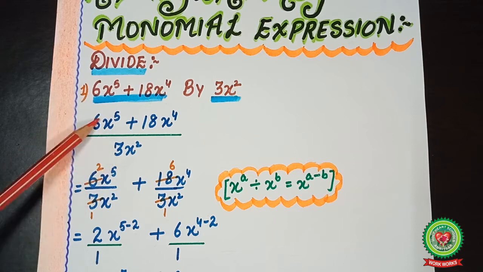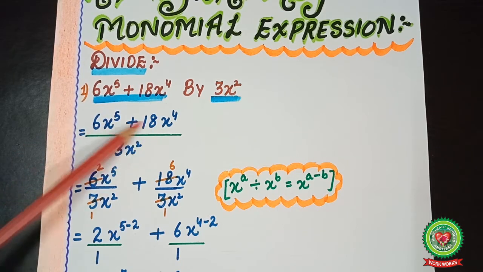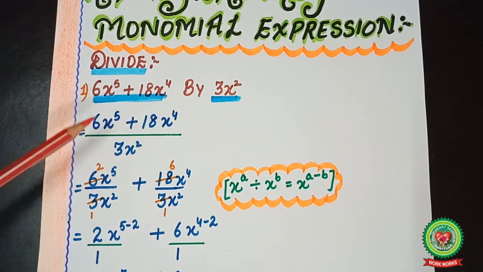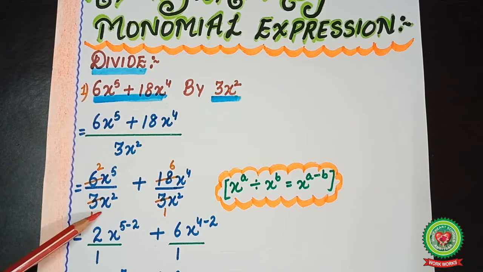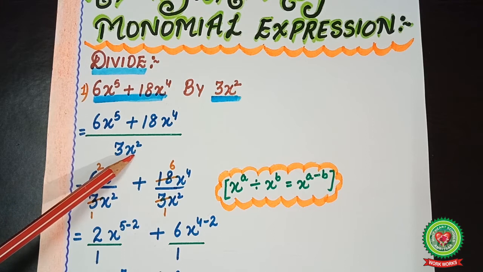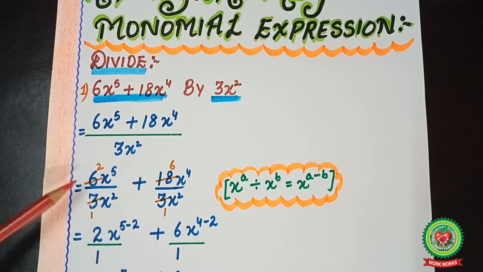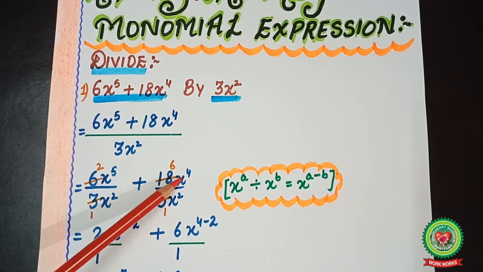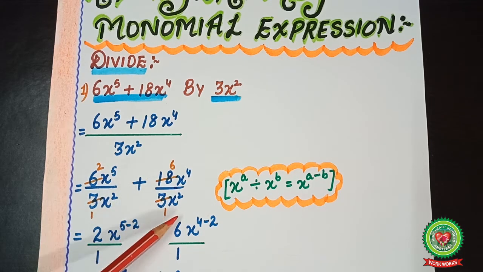That means both terms of this expression. So we can write both terms of this expression like this, right? So we can separately divide them by 3x square like this. So we can write 6x raised to power 5 upon 3x square plus 18x raised to power 4 upon 3x square, right? Now what to do, how can you solve it?